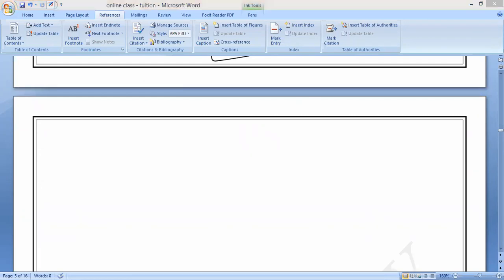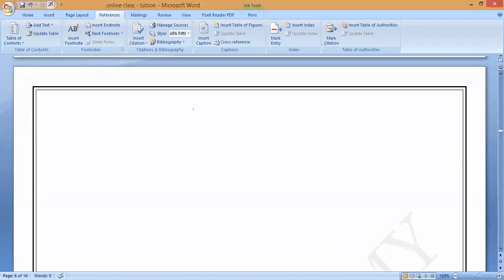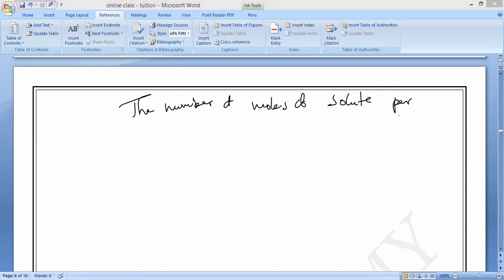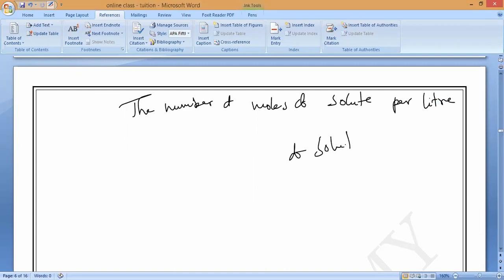Molarity. The number of moles of solute per liter of solution. That is what the capital M is. Do you understand? Actually, it is not there for you, but they are given. That is what I am saying.